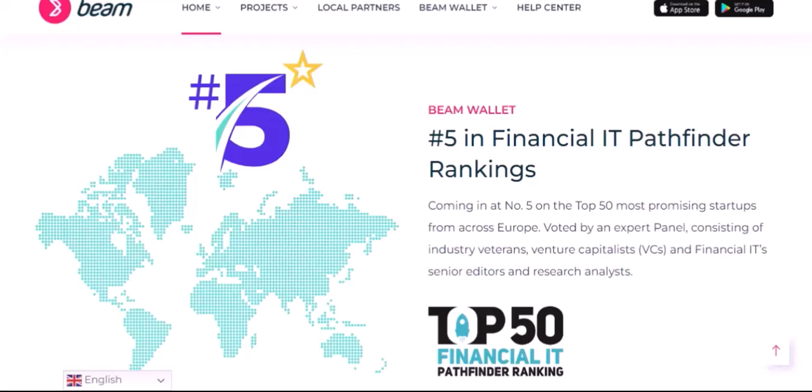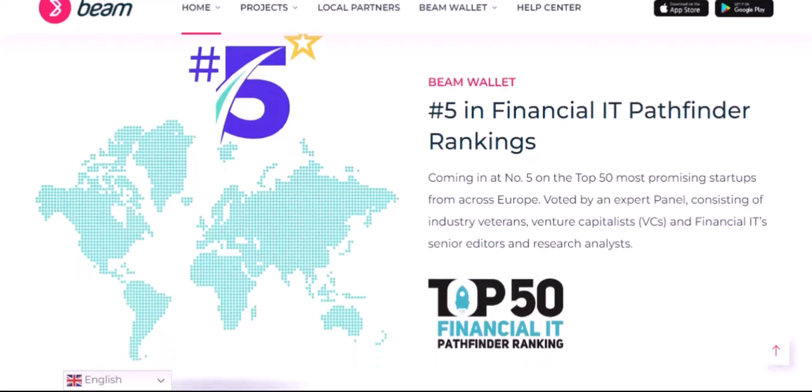Factors influencing the exchange rate. So, what exactly determines how much one USDT is worth in Naira? Several factors come into play. Global crypto market trends. The overall cryptocurrency market significantly impacts the value of USDT. If Bitcoin or other major cryptocurrencies are experiencing a surge, USDT's value might also increase.